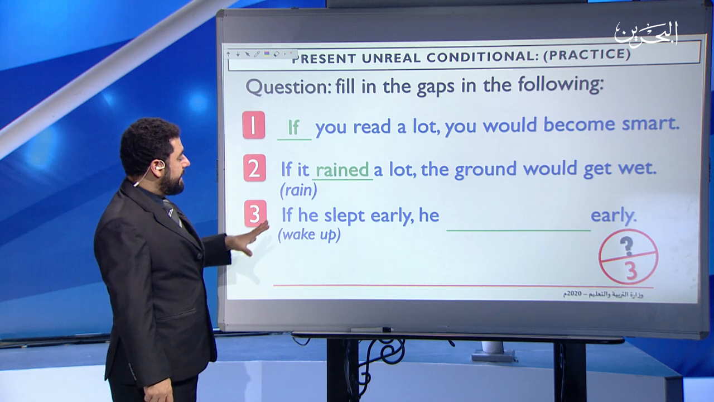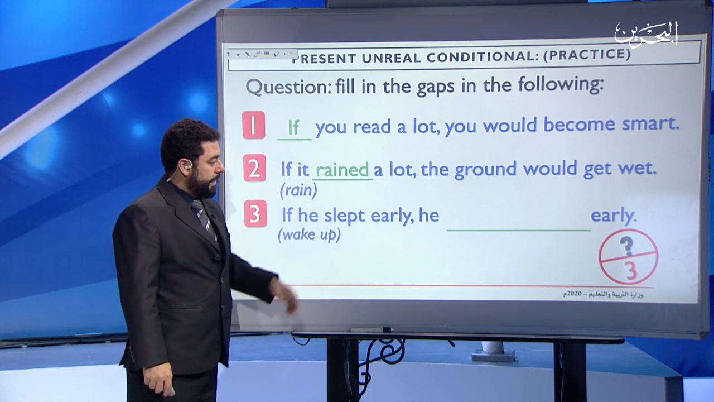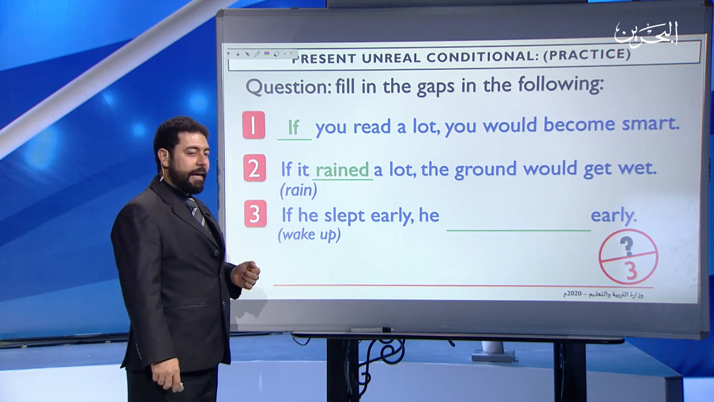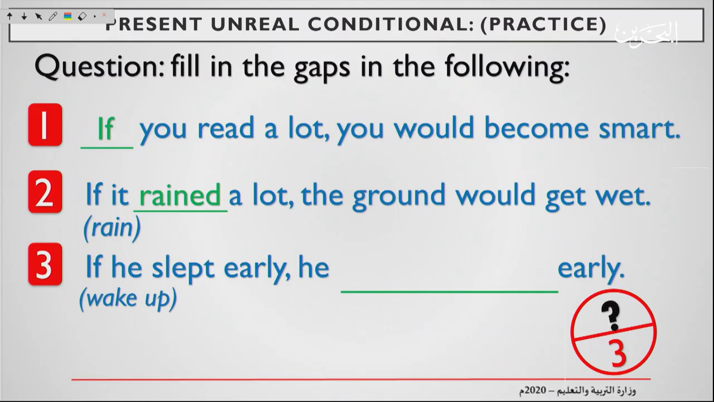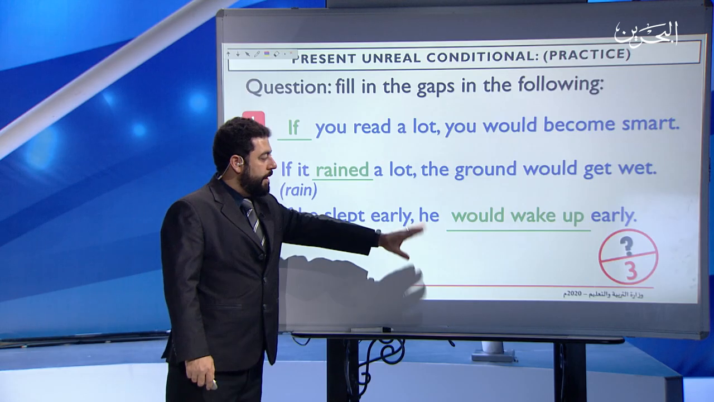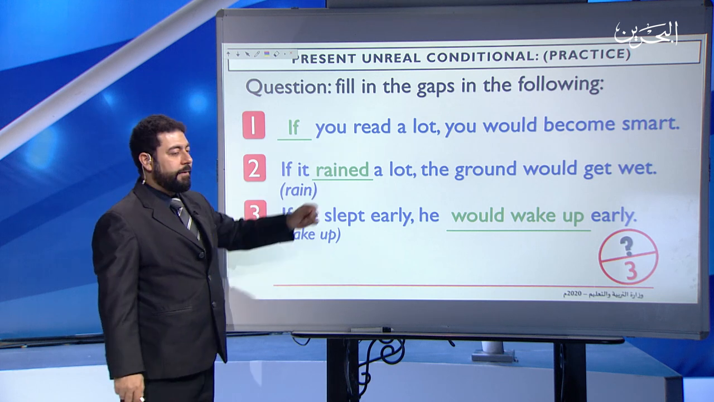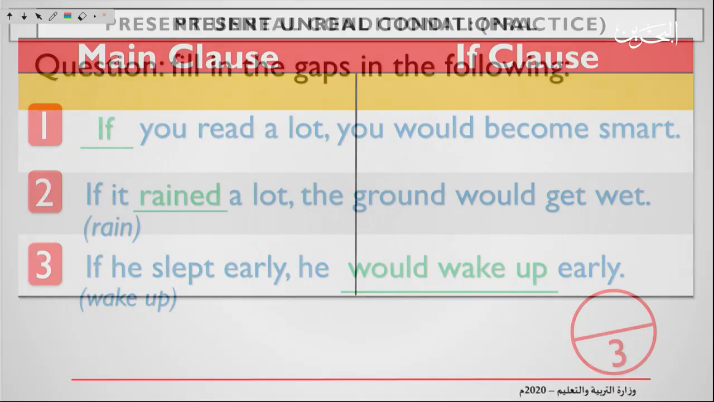3. If he slept early, comma, he, gap early. You have to use wake up. 5 seconds. Let's check the answer. The answer is would wake up. You have to use would plus the infinitive bare. All right. So give yourself a mark of three and let's carry on.